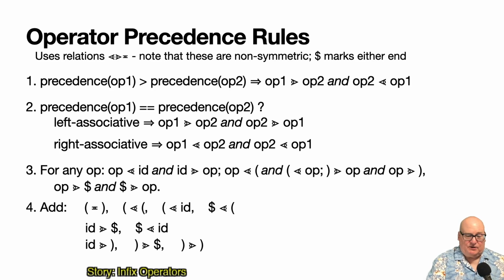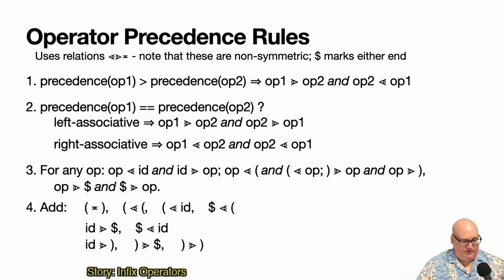If you have that situation, then depending on whether it's left associative or right associative: if it's left associative, the normal case, op1 is greater than op2 and op2 is greater than op1. So if you have 5 plus 4 minus 3, both are greater than each other. And if it's right associative, you have the opposite: op1 is less than op2 and op2 is less than op1, for equal precedence operators.